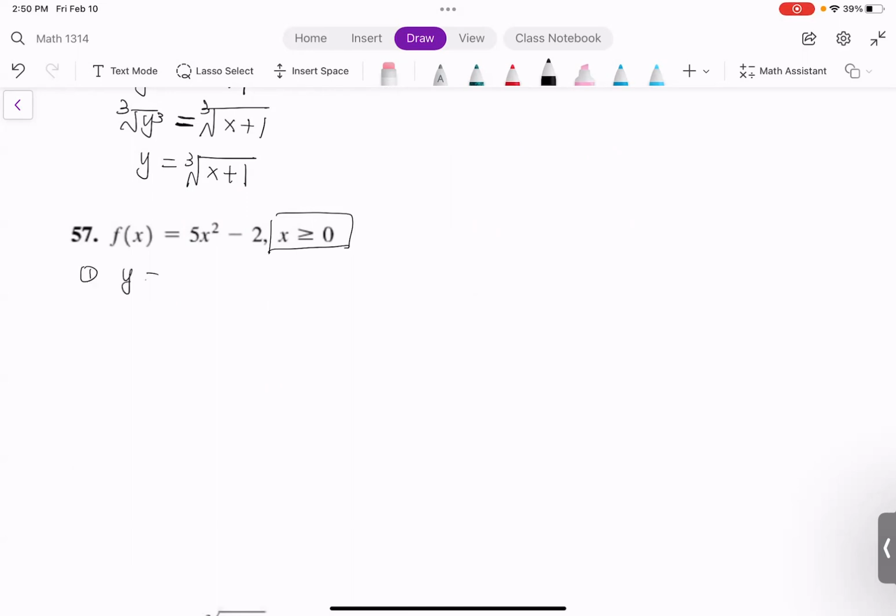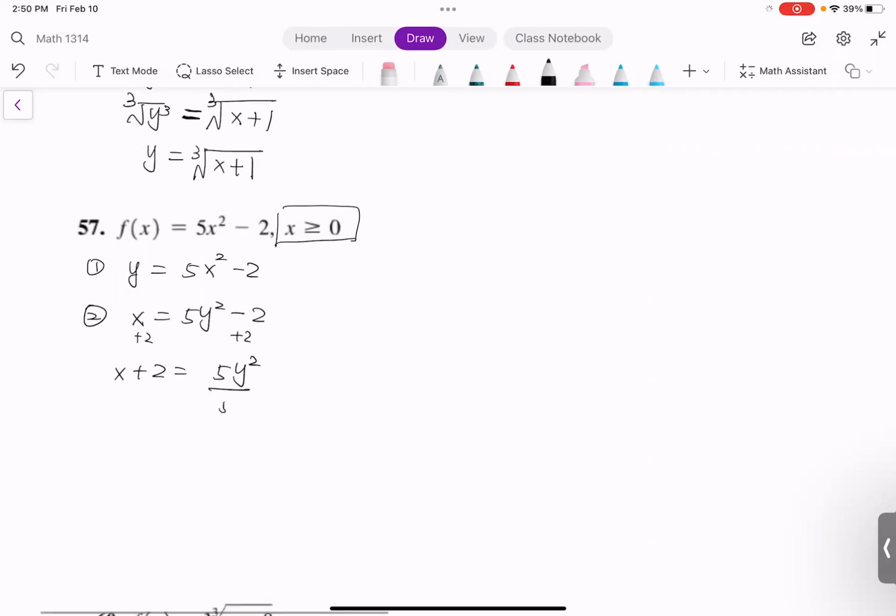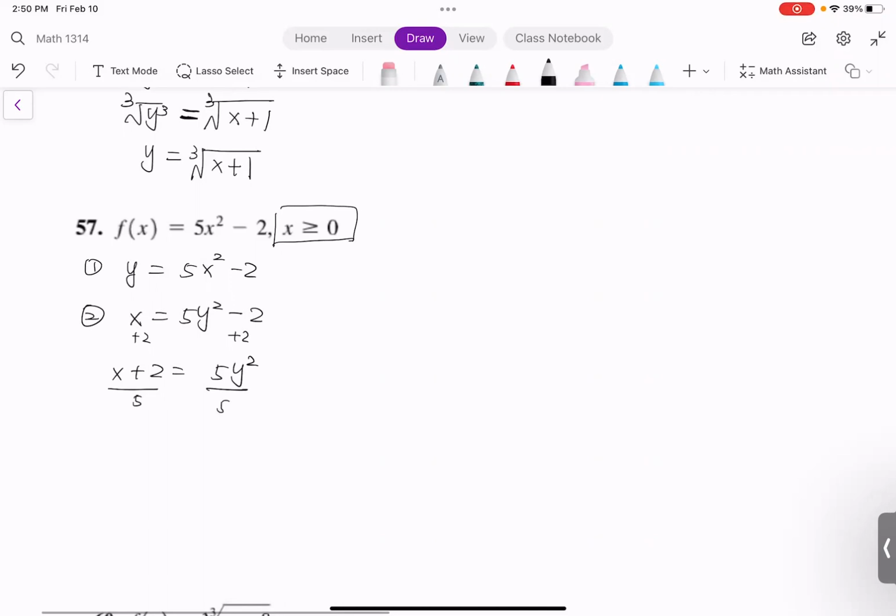First one, y equals 5x squared minus 2. Second, swap x and y. X equals 5y squared minus 2. And then isolate the y. We can add 2 to both sides. X plus 2 equals 5y squared, and then divide by 5 on both sides. So (x plus 2) over 5 equals y squared. And we square root both sides.